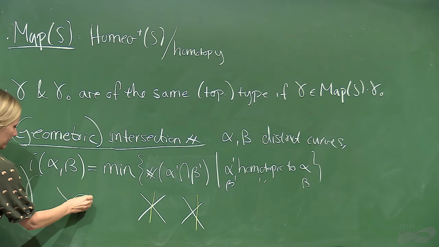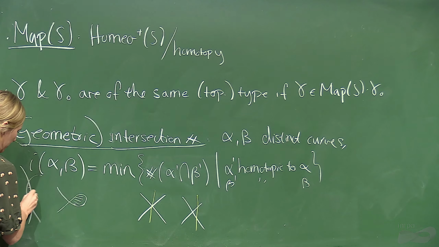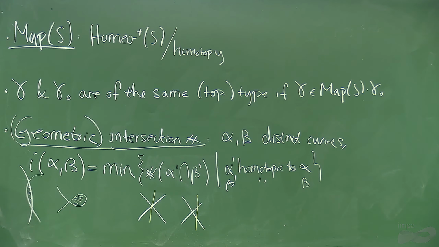Because bigons you can always move away and decrease an intersection, or monogons. Those you can always homotope out and decrease the intersections that you see. And it turns out that this is all you need. As long as you draw 2 curves, not geodesics, just draw them on your surface, and as long as nothing of this happens, then the intersection number is the number you see. So you can just count.